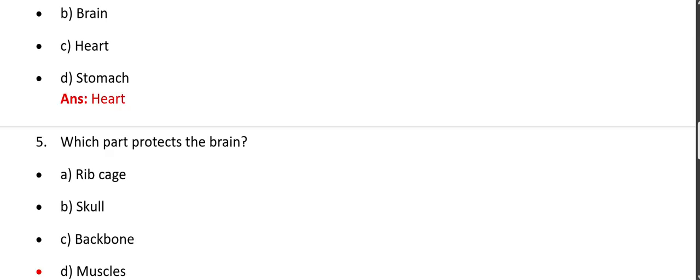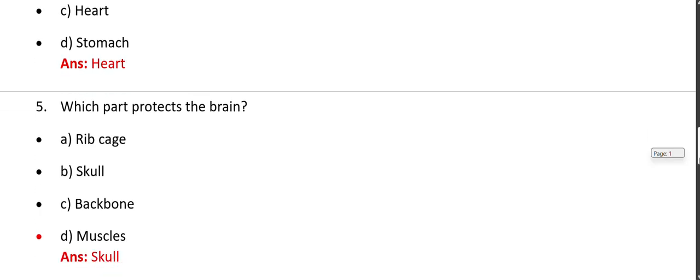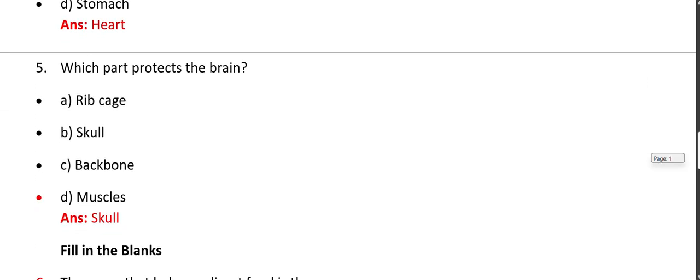Which part protects the brain? You know that the brain is controlling our body. If you are seeing something, the information from the eye will reach the brain and then the brain will analyze it, and that is how you see things. If your finger is burned, the brain will give the necessary action. All the information reaches the brain first, and the brain will act accordingly. So who is protecting our brain? It is the skull. Skull is a bone, and inside that our brain is there.